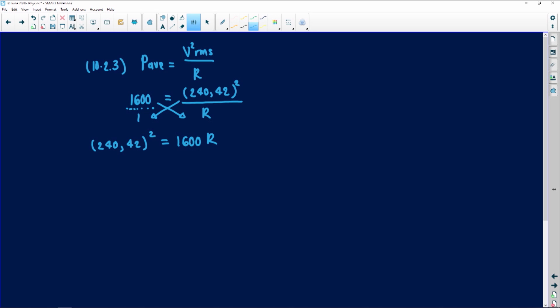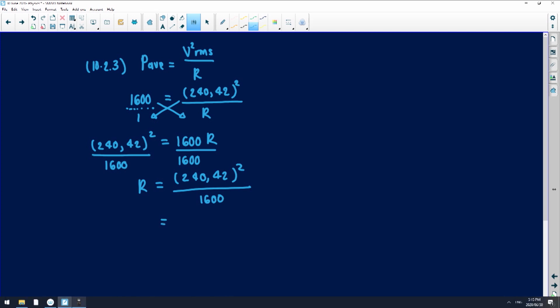Now I need to make R the subject of the formula. I'm going to divide by what is bothering the R on both sides. Because I want R by itself, I must get rid of the 1,600. I'm going to divide both sides by that. 1,600 divided by 1,600 gives me 1. So I'm going to end up with R. Let me just summarize it. I know it's only for 3 marks, but I would rather have you write out everything nicely so that the examiner knows what you're doing.